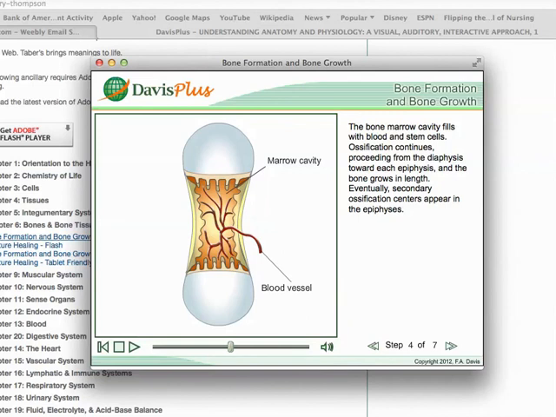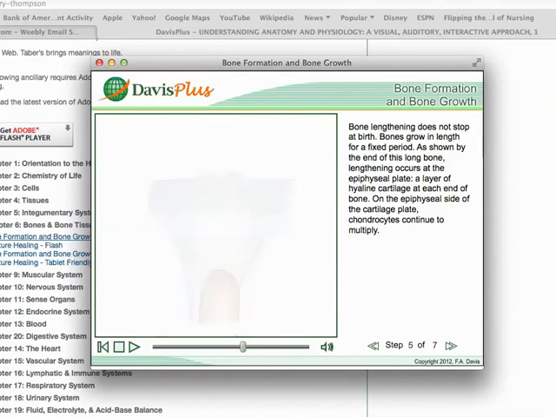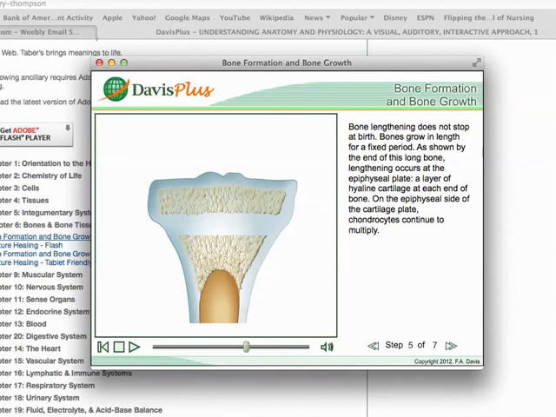Eventually, secondary ossification centers appear in the epiphyses. Bone lengthening does not stop at birth. Bones grow in length for a fixed period. As shown by the end of this long bone, lengthening occurs at the epiphyseal plate, a layer of hyaline cartilage at each end of the bone.